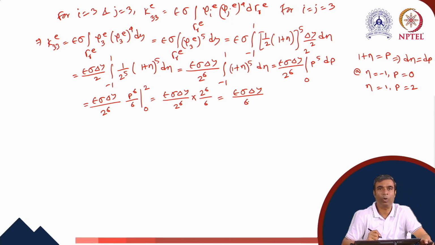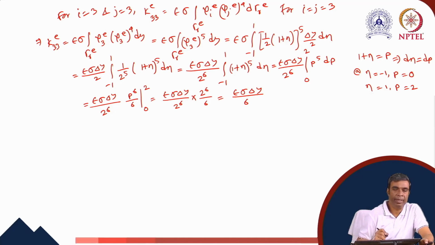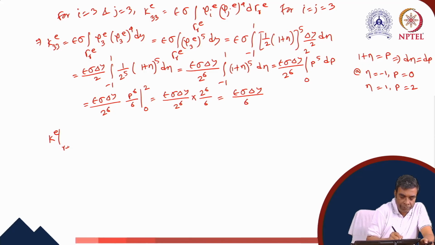So we have computed all four terms of the augmenting matrix. Therefore, the radiation matrix contribution to the element level stiffness matrix, we can write as Ke radiation equals the matrix of K22E, K23E, K32E, K33E.